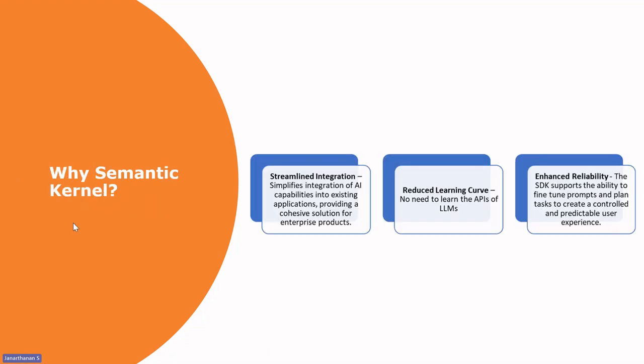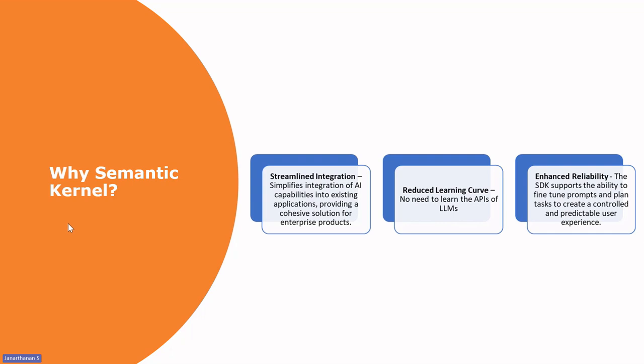Why do we need semantic kernel? There are three major reasons we need semantic kernel. One is the semantic kernel platform provide a streamlined integration. So when you say streamlined integration, it is going to simplify the entire integration of all your AI capabilities into your existing applications for a larger enterprise products and solution. You will be able to streamline all your AI products as well as AI services using semantic kernel.